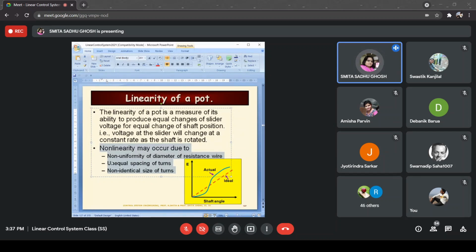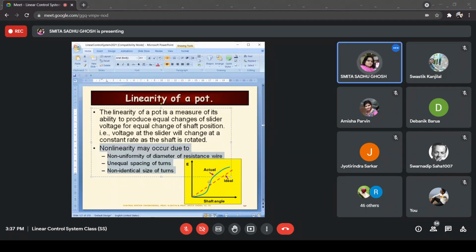Also, it may happen that there is unequal spacing of turns. We are winding the wires one after the other. Naturally, the spacing of the turns we are assuming is equal, but practically it's never going to be exactly equal. So that is also going to result in some sort of non-linearity. Also, non-identical size of the turn. Size of the turn means you have that circle and then the next circle, and the sizes would be varying from turn to turn, right? So all these are going to amount to nonlinearities of the potentiometric element.